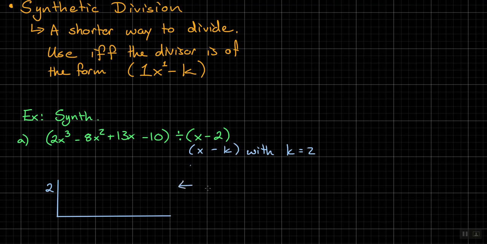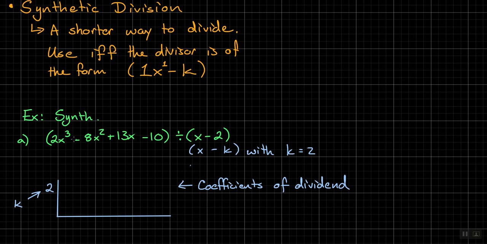Okay, this row: coefficients of the dividend. If we were missing a power, what would we need to do? Placeholder. So I'm just going to say this top row is the coefficients, the numbers in front of everything in my dividend. And then this value right here is just k. So we can kind of label it.